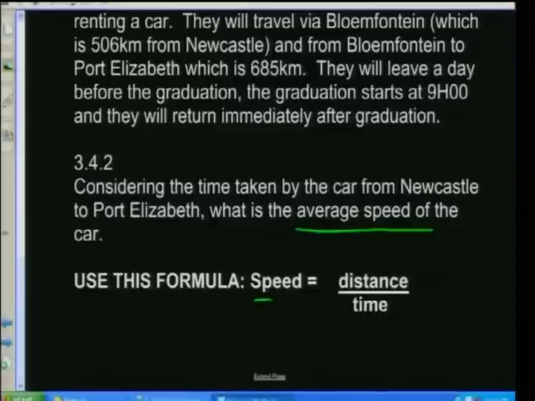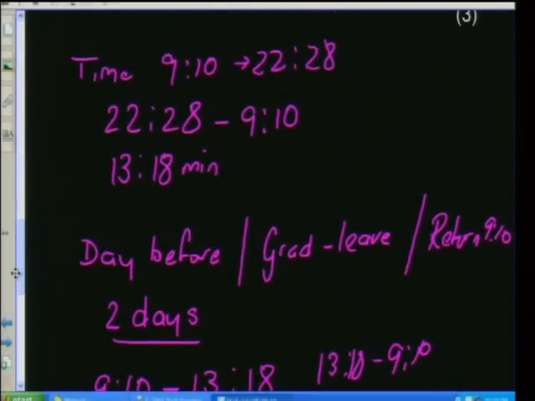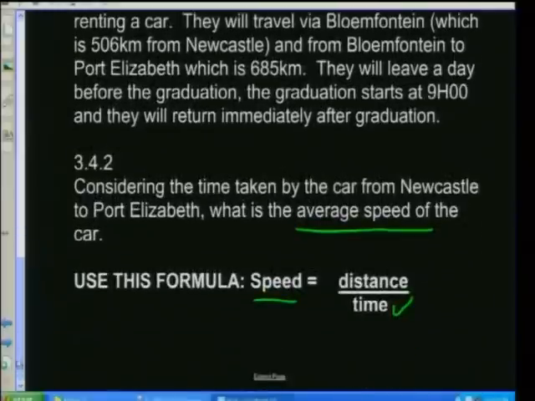So the formula says speed is distance over time. Now I've calculated my time in the last question. So let's go back and see where I calculated that time. There was my time. So I know my time was 13 hours and 18 minutes. I've got my time. What I need is the distance. Now I haven't calculated the distance so far. I haven't needed that fact. So let's see what the distance is.